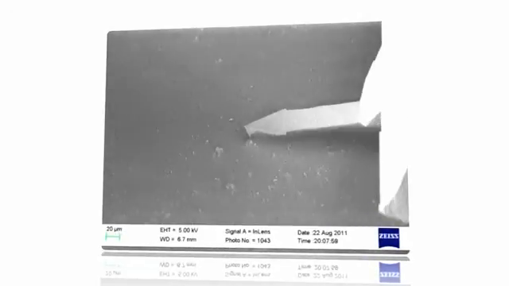ZEISS SEM AFM hybrid technology promises an easy and flexible approach to using AFM and delivers atomic resolution in an SEM.